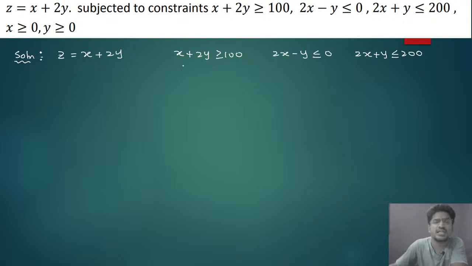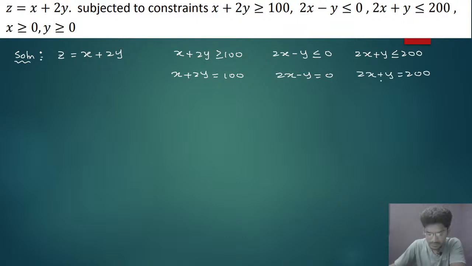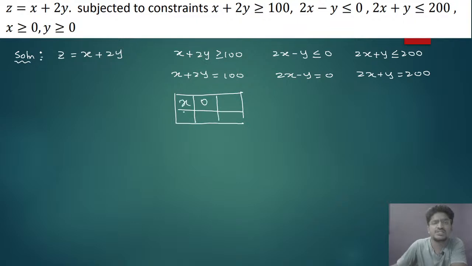Okay, see this. Here the equation is z equal to x plus 2y, with x plus 2y greater than or equal to 100, 2x minus y lesser than or equal to 0, and 2x plus y lesser than or equal to 200. Clear? Now we can write it as x plus 2y equal to 100, 2x minus y equal to 0, 2x plus y equal to 200. From this you can find both x and y terms. So take x value as 0. Tell me what will be y. If x is 0, 2y equal to 100, y equal to 50. Clear? If y equal to 0, x will be 100.